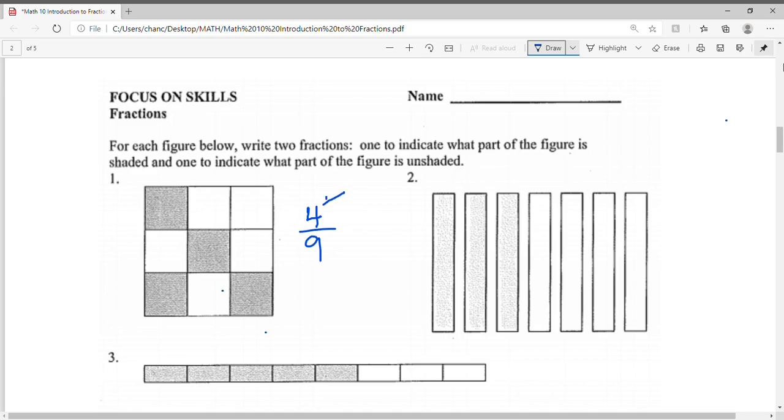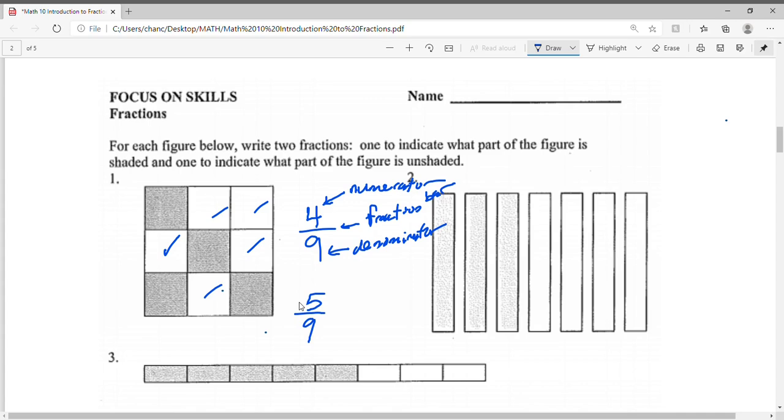The top part is called the numerator, and the bottom part is called the denominator. And of course, this symbol in the middle is called the fraction bar. In this case, we have 4 pieces shaded out of 9, so it's pronounced 4/9. Now, what part is not shaded? We have 1, 2, 3, 4, 5 pieces that are not shaded, so 5/9 of it is not shaded.